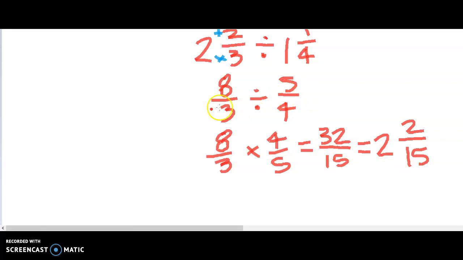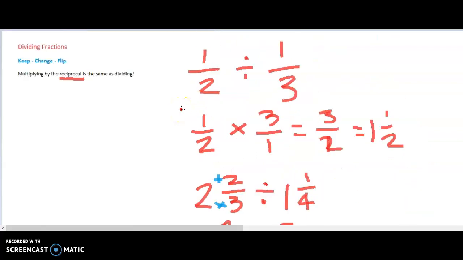So that's just a quick review with 2 different types of problems, how to divide fractions. Watch this video as much as you need to, and of course always let your teachers know if you need help.